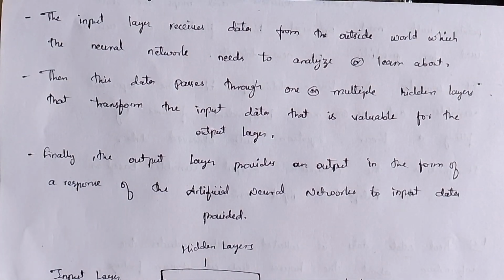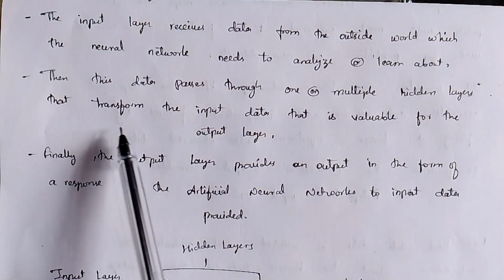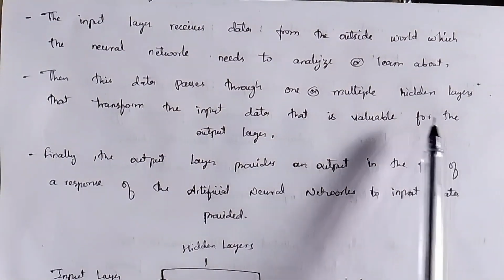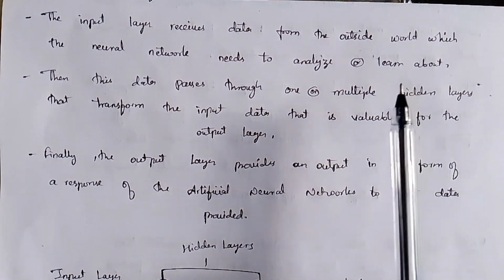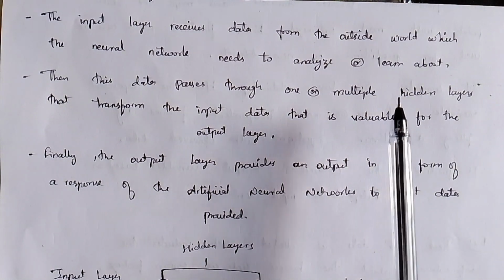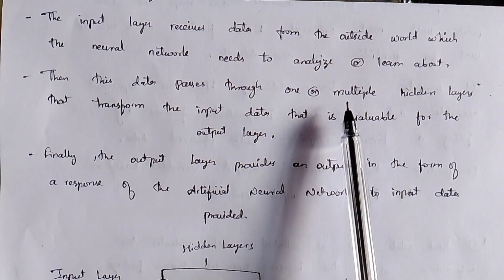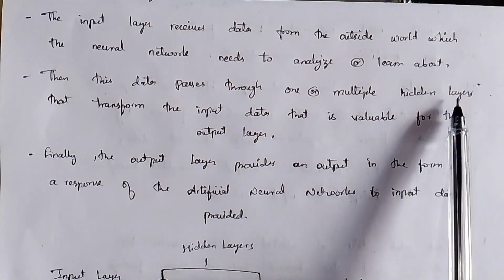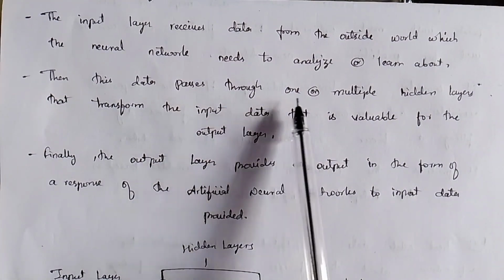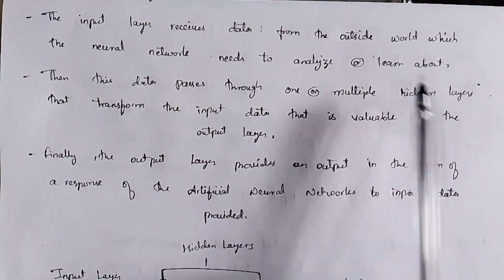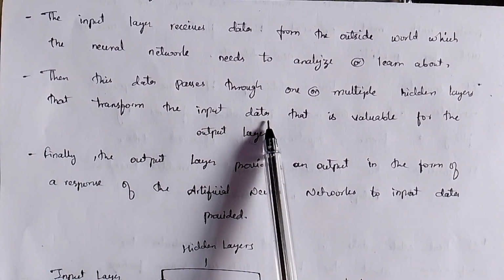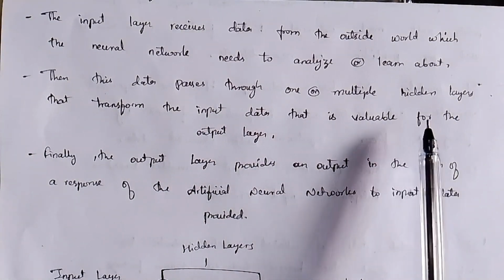After touching something, it will analyze and it will learn. Then the data passes through one or multiple hidden layers that transform the input data into something valuable for the output layer. Like human beings have millions of neurons, in this artificial neural system it also has multiple hidden layers. The data passes through these multiple hidden layers, and then it transforms the input data into a valuable output.